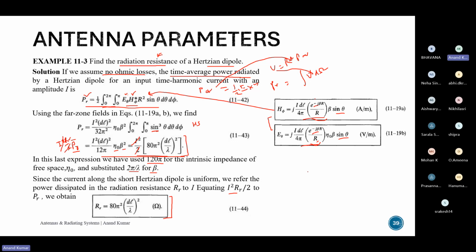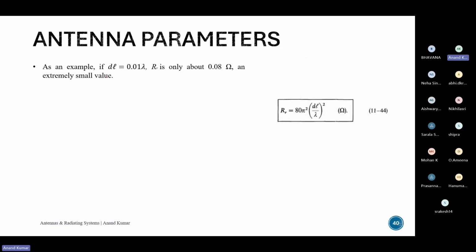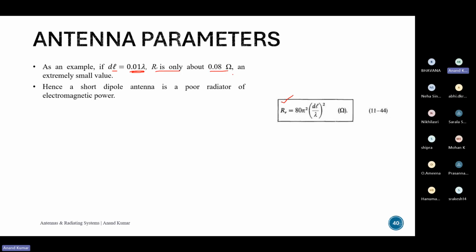Okay, so moving on. This was the expression that we got. This is a Hertzian dipole, right? So the length dl is very small. For a small value of 0.01 times lambda, the radiation resistance is only about 0.08 ohm. But we said that we need a higher radiation resistance for a good radiator. So a short dipole antenna is a poor radiator.